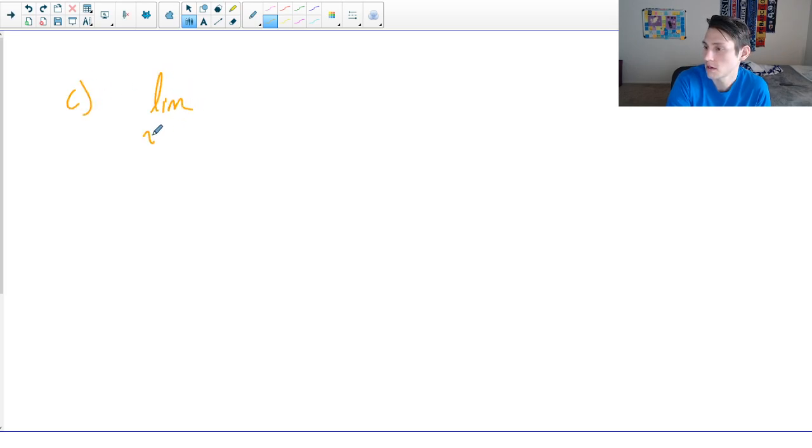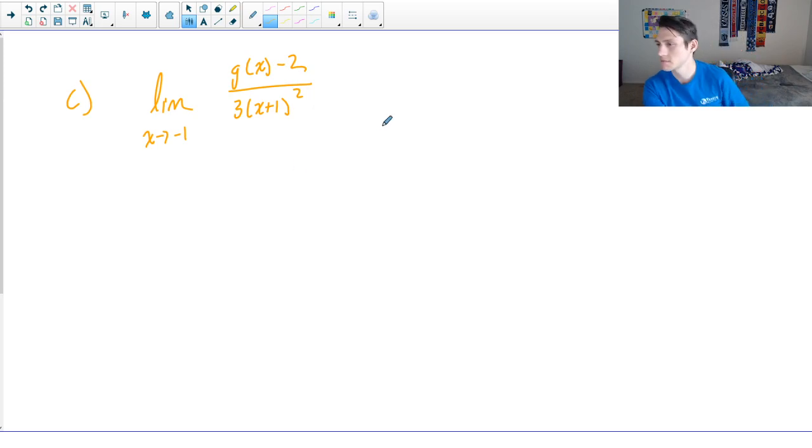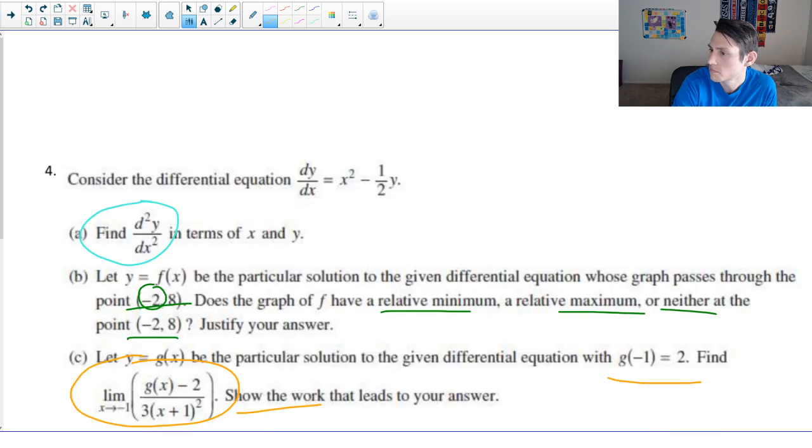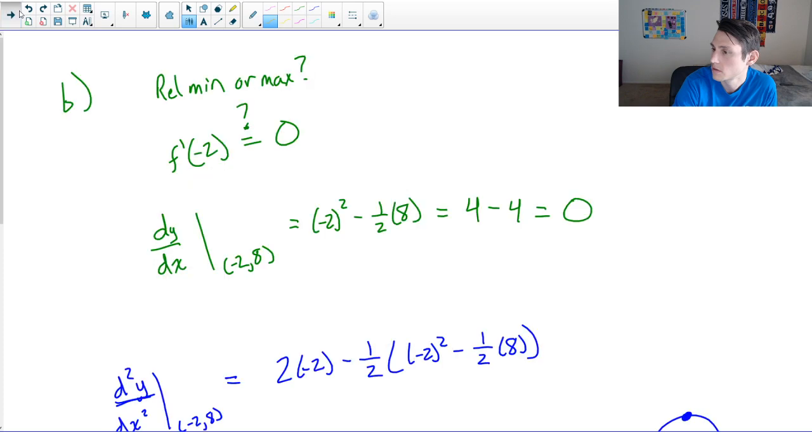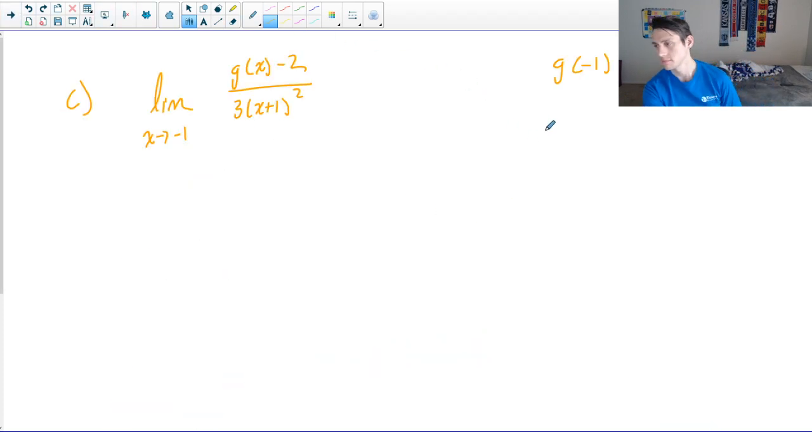So the limit as x approaches -1 of g of x minus 2 over 3 times (x plus 1) squared. I think that's right. And we know from our initial conditions that g of -1 equals 2, I believe. Yes. Yeah, okay, great.